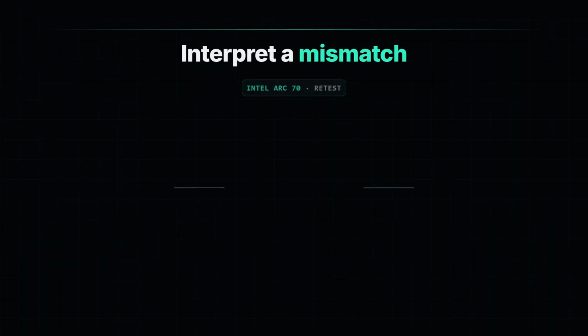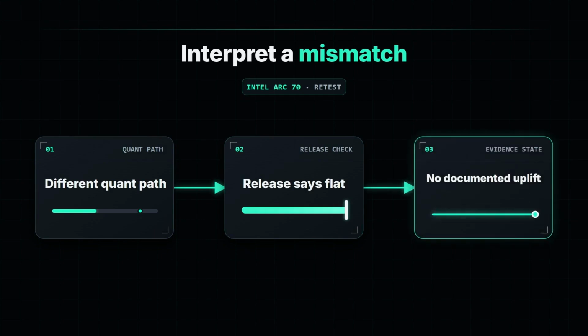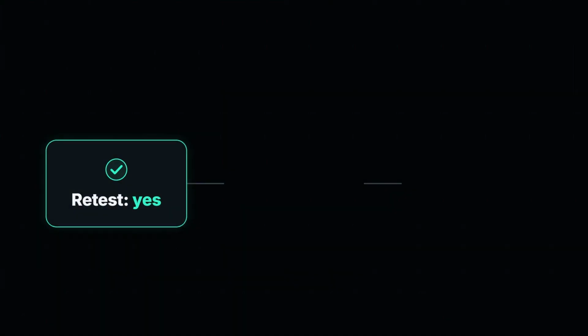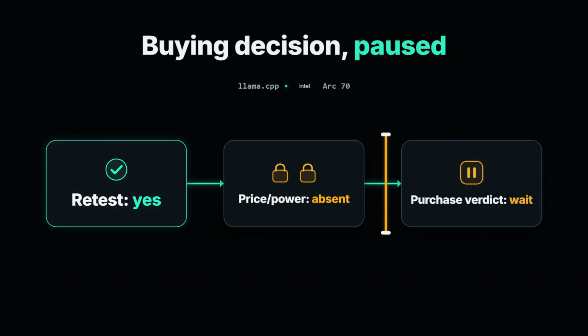If you use another quant path, the release documents no uplift there. Expecting the standout gain would exceed the evidence. Price, power, and end-to-end model results are still missing. This supports renewed testing, not a finished purchase recommendation.